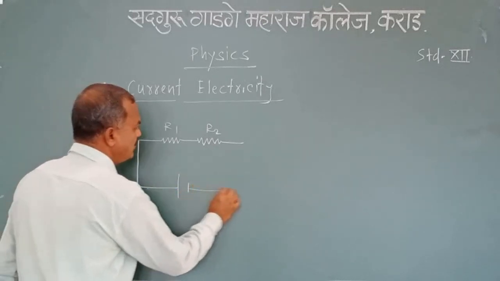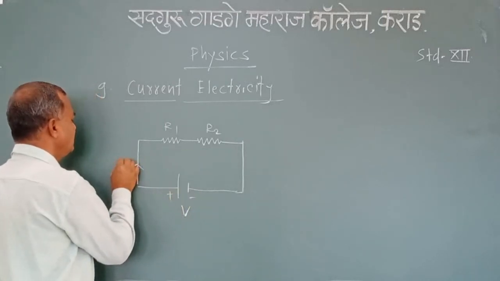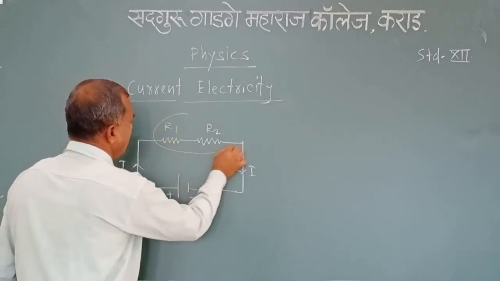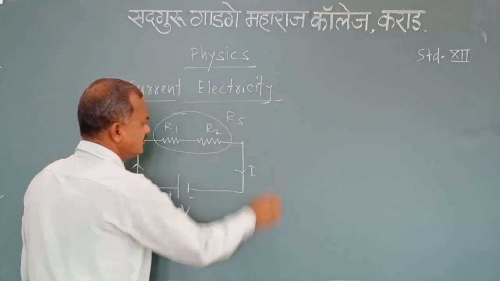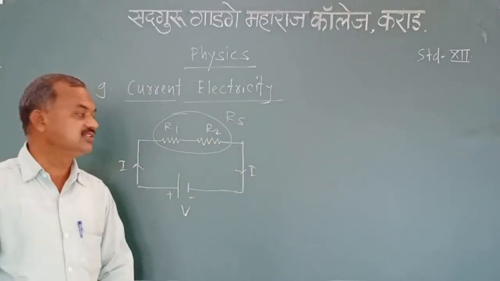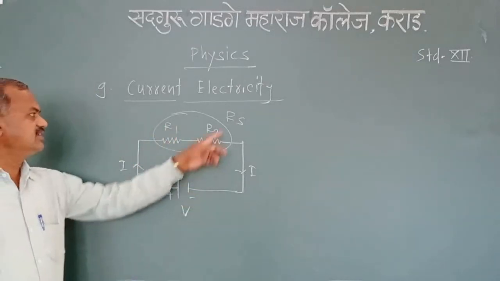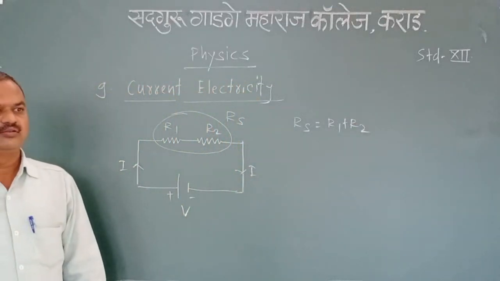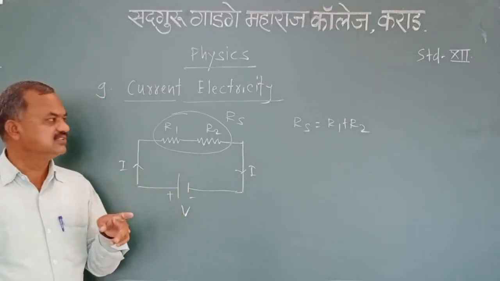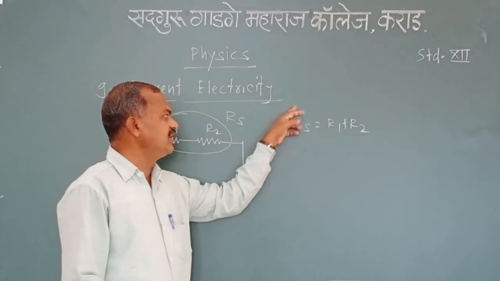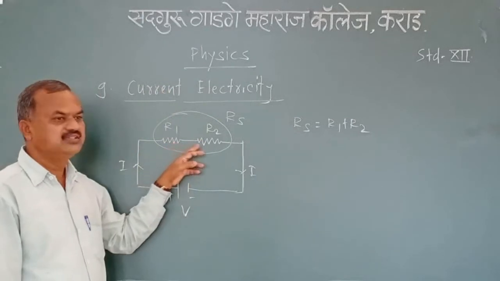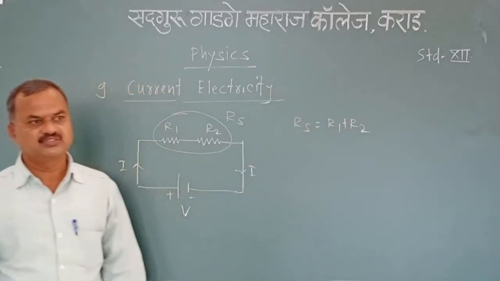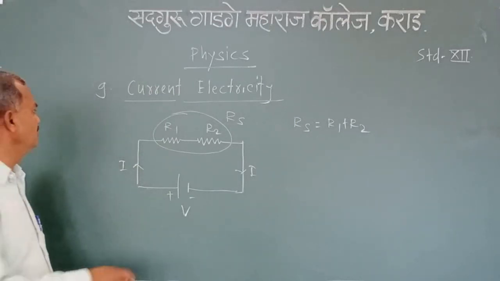Connect a battery across such a combination, having potential V. Let I be the current flowing through the circuit. The combined resistance of this combination is supposed to be Rs. Rs is the combined or effective or total resistance of the combination, and it is given by the relation Rs equal to R1 plus R2. From this relation, we can state the law of resistances connected in series: the equivalent or total or effective resistance of a series combination, Rs, is equal to the sum of individual resistances. This is about series combination.